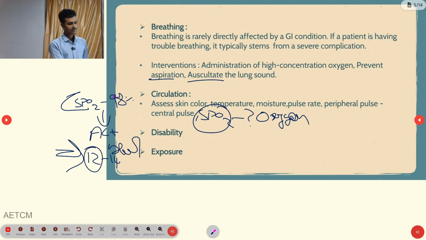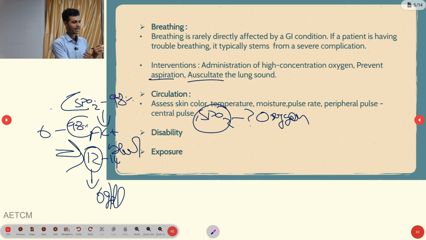Because of the bleeding, what will happen? A hemoglobin deficit will be there. The carrier that carries the oxygen, that carrier level will reduce. So the person may have only 6 grams per deciliter in his or her blood. In that 6 grams, what percentage of the hemoglobin carries oxygen? That is called the SpO2, right? So if you are getting an SpO2 of 98, it means that in that 6 grams, 98 percent of the hemoglobin is carrying oxygen.